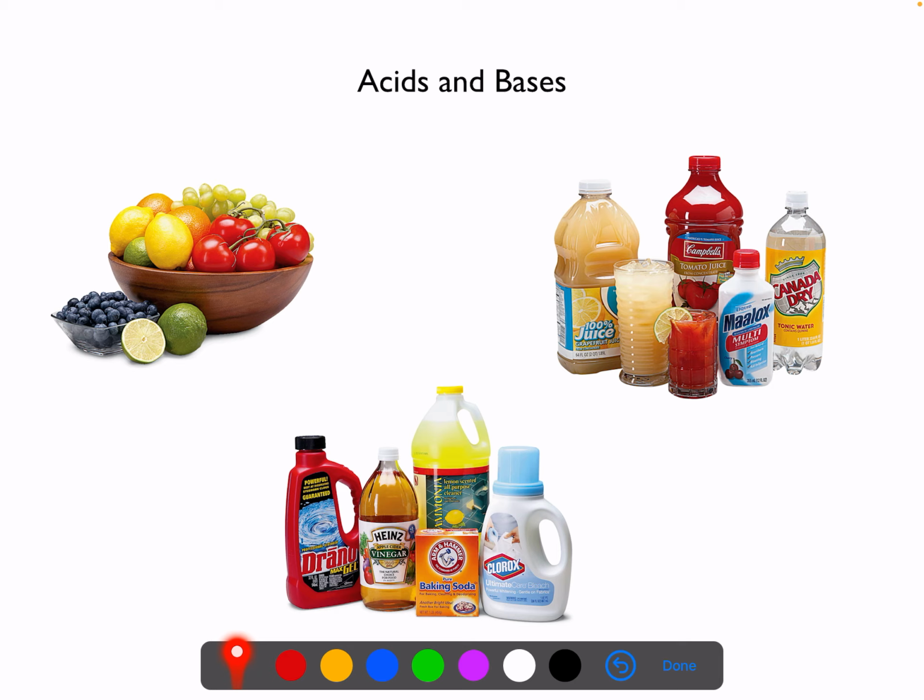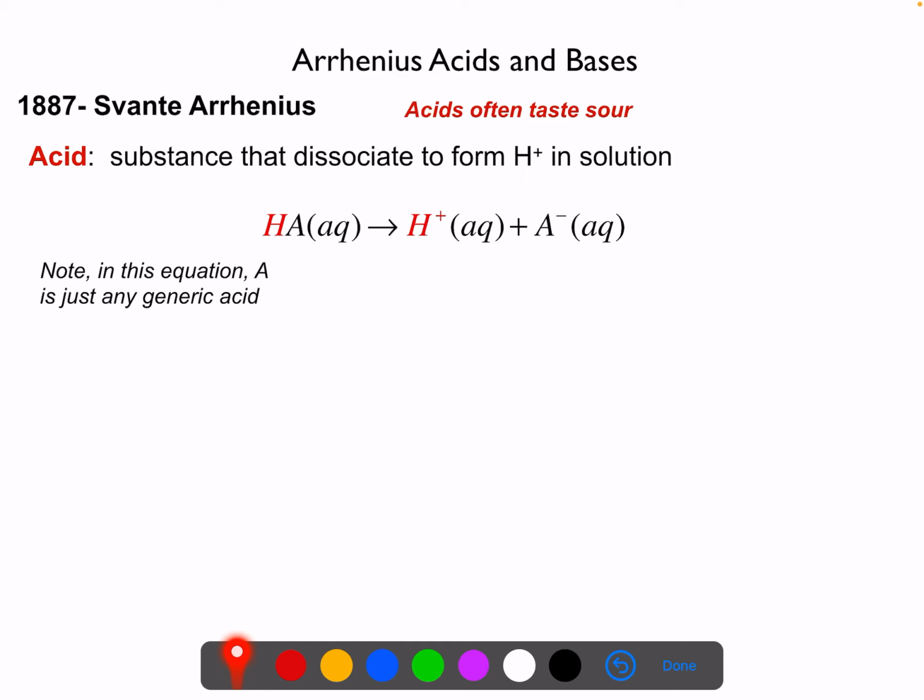It's important to understand that acids and bases are everywhere. Most fruit that we eat is acidic. A lot of cleaners are basic. A lot of juices and seltzer water, things like that, are acidic. So acids and bases are all around us.